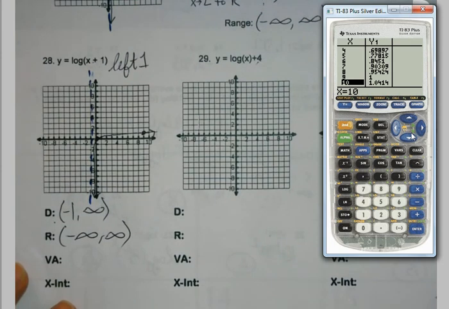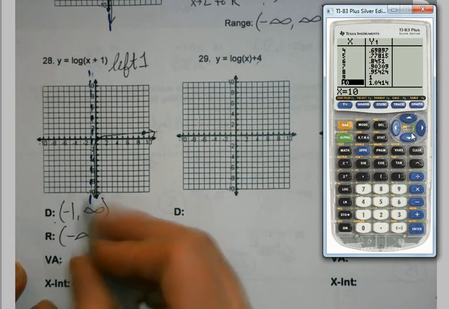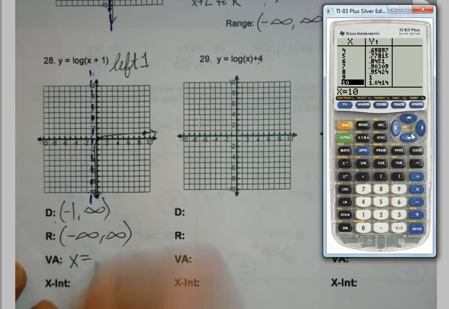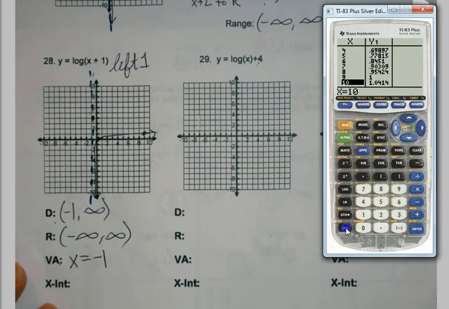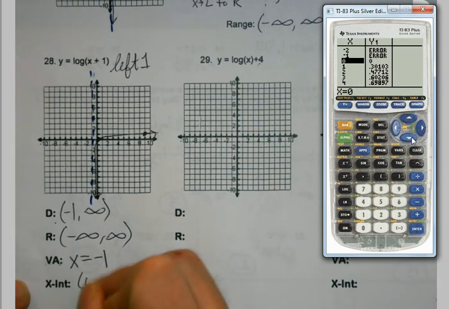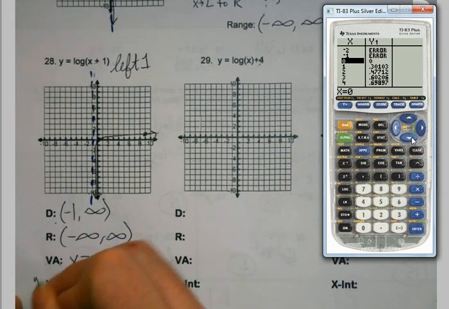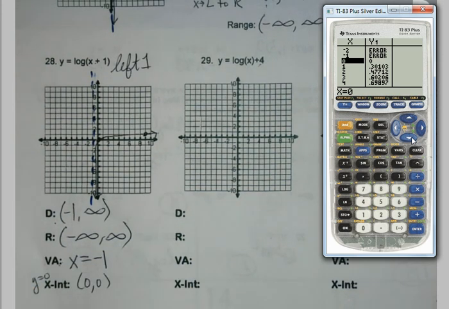My VA, my vertical asymptote, x equals, where's the wall at? -1. So I put it in there. And then my x-intercept, remember, is just going to be wherever y equals 0. At 0, 0.